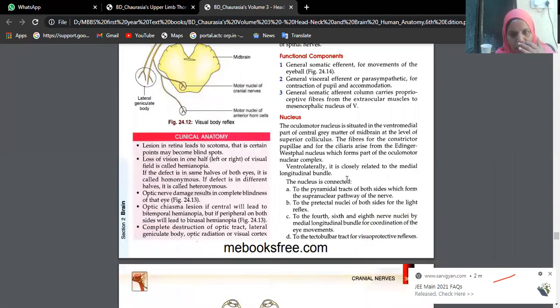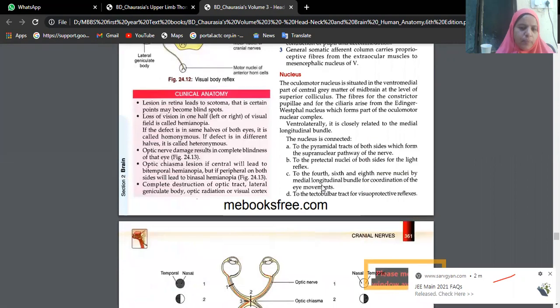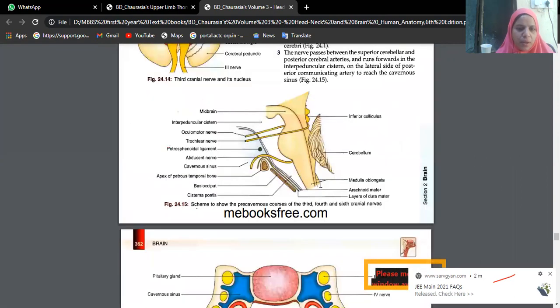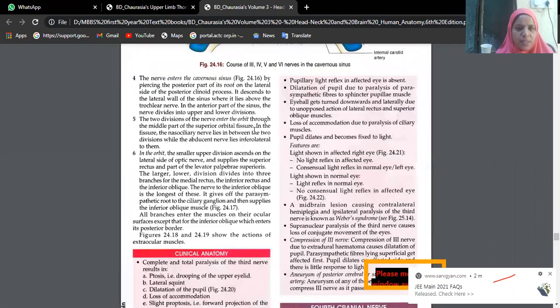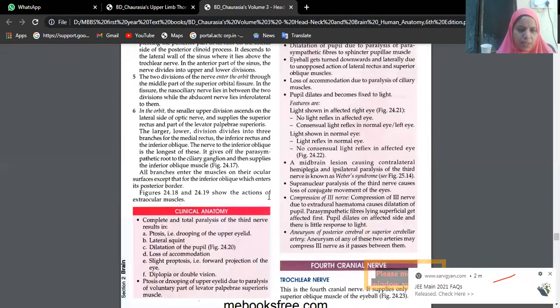So the nucleus, what we have seen in the diagram, the oculomotor nucleus and Edinger-Westphal nucleus. From here the nerve comes out and its course is it is traversing laterally through the cavernous sinus and it is entering into superior orbital fissure. And then you will see it will be dividing into the superior and inferior divisions. From the diagram, you can write this complete thing better.